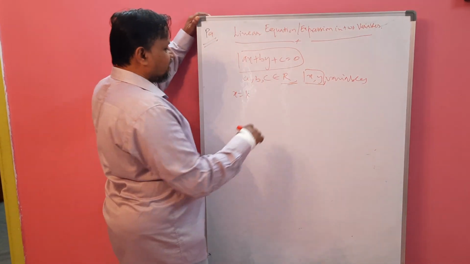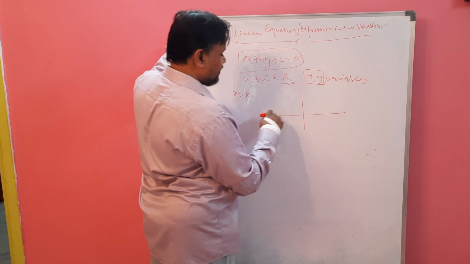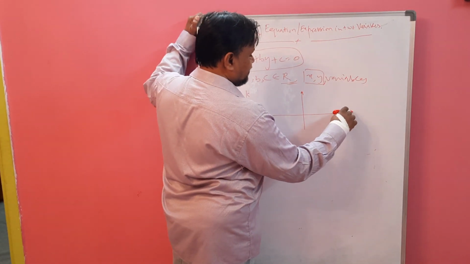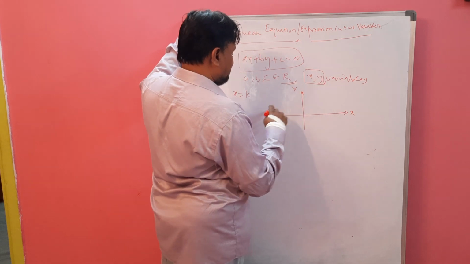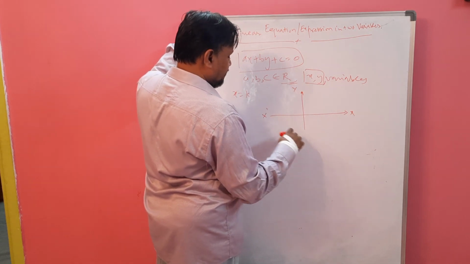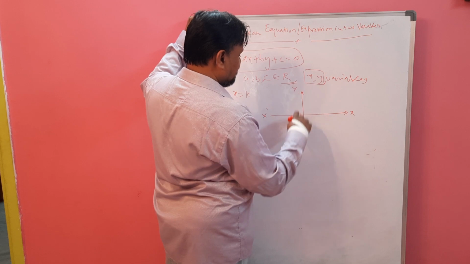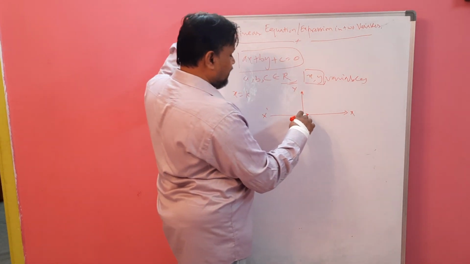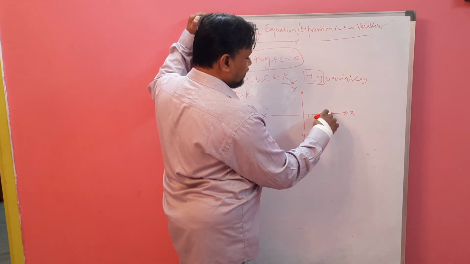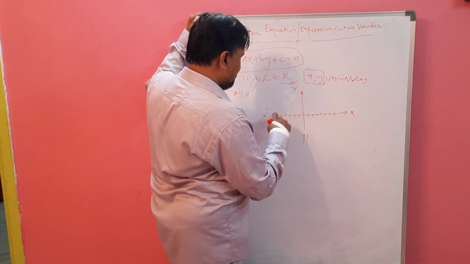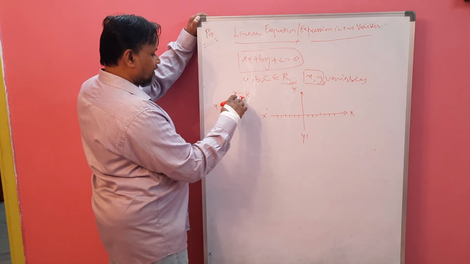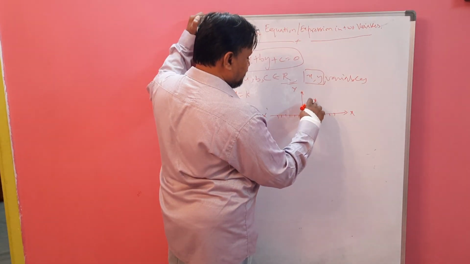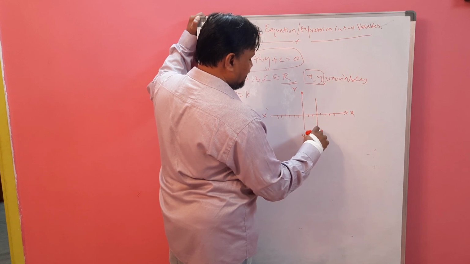X equal to k is a line parallel to the y-axis. This is the x-axis, this is our y-axis, this is x dash, or this is y dash. So this is our y-axis. X equal to k means any value. Suppose we take x equal to 3. Here k equal to 3. X equal to 3: 1, 2, 3. So this is the line x equal to 3.